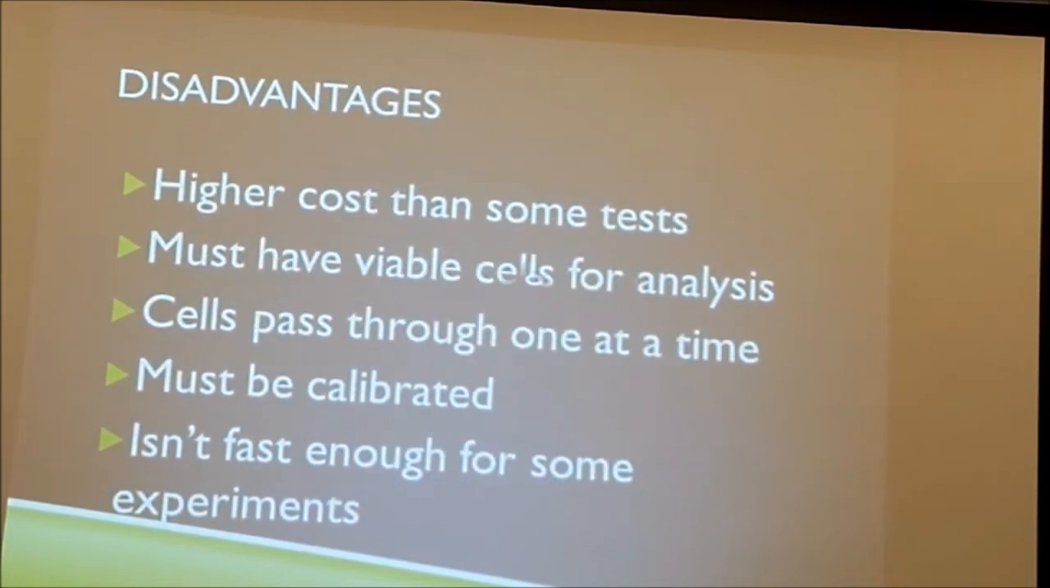Some of the disadvantages of flow cytometry include that there's a higher cost on some tests, you must have viable cells for analysis, the cells must pass through the flow cytometer one at a time, which can be very slow, especially for some experiments, and the whole machine must be calibrated, which can take a very long time.